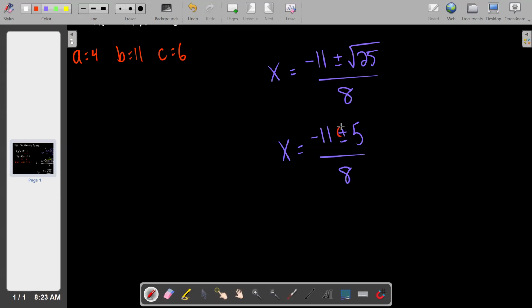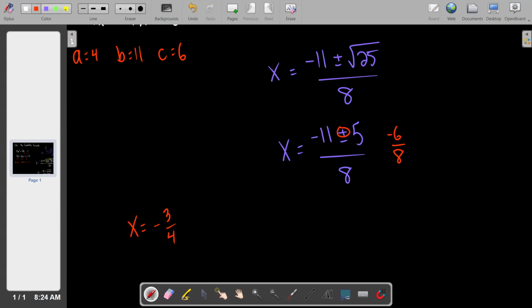The first pathway is the high road. What is negative 11 plus 5? Negative 6, and then I'm going to place it over 8, and then I'm going to reduce it, because that's what we always do. We've been doing it for years. What is the answer then to that one? So our answer, first off, is negative 3/4. That is one of the solutions to this equation.